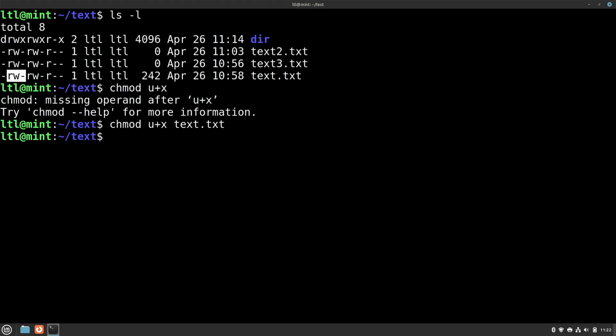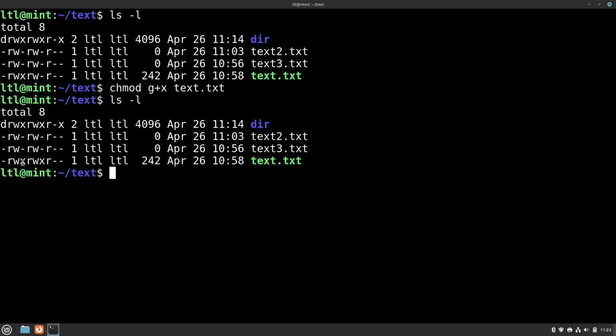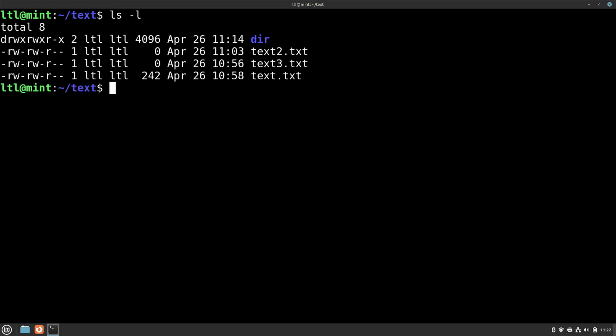Okay, clear that out. Now if we look at it, the owner can now read, write, and execute. Pull that command back up, because remember we just added the plus x for the user. I can also do the same thing for the group, the g. And now the user and the group can also execute it. Let's go ahead and put that back. 664. So now it's back. I can go even further than that.